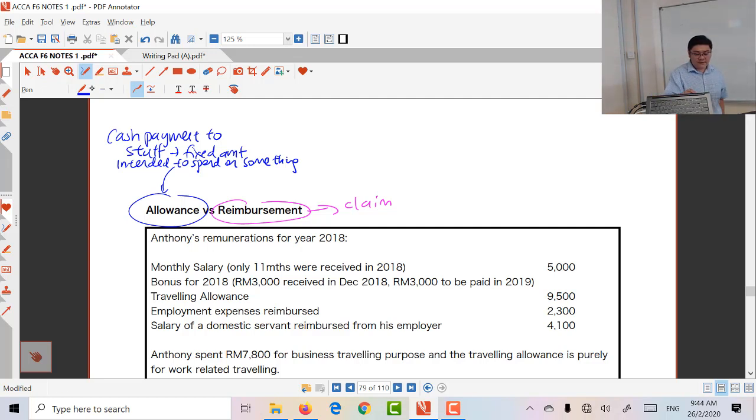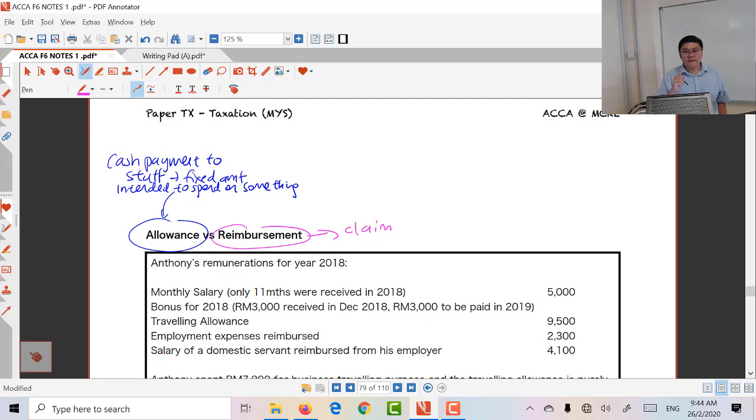Now, first, we look at reimbursement. Now, the concept of taxation is very simple. The government only wants to tax you because you've profited on something. Correct? Income tax is taxing on our income. Income is a gain. If you don't profit from something, then what is there for us to tax? So just remember that principle.